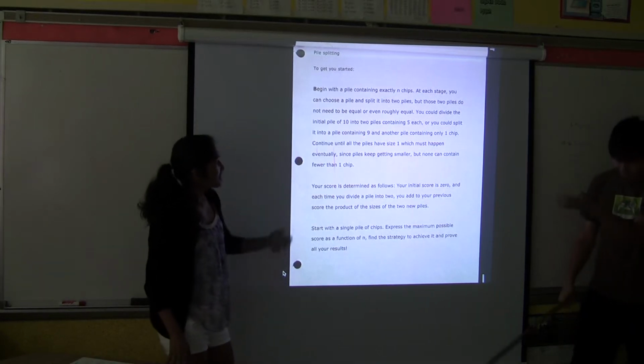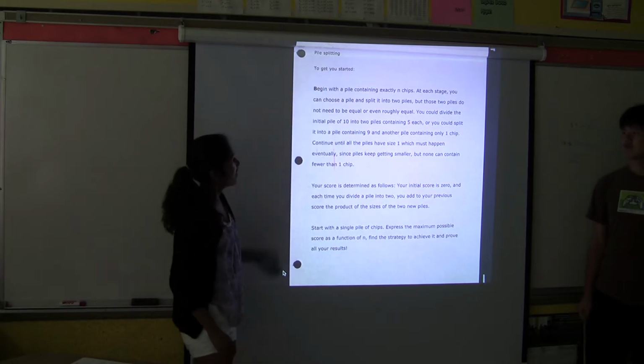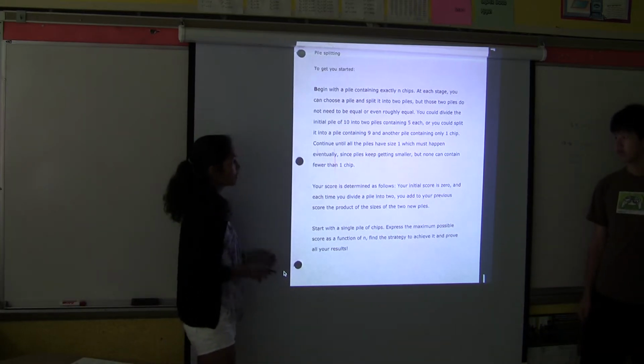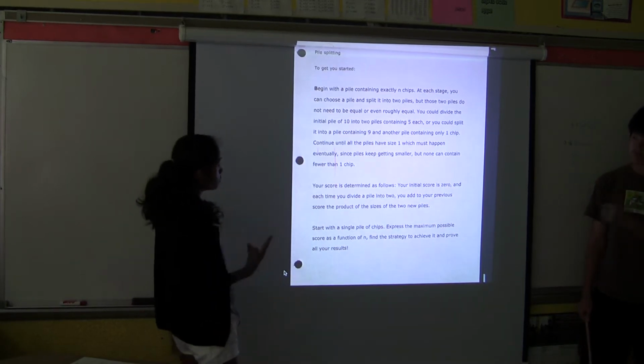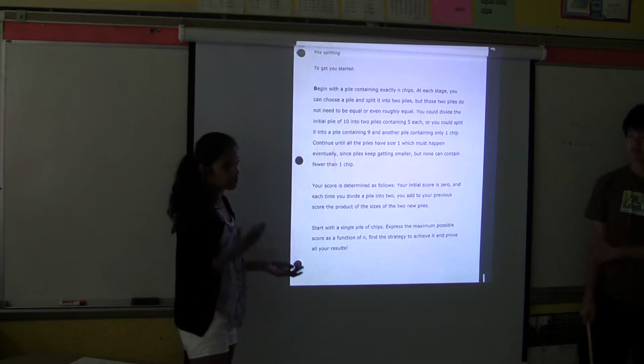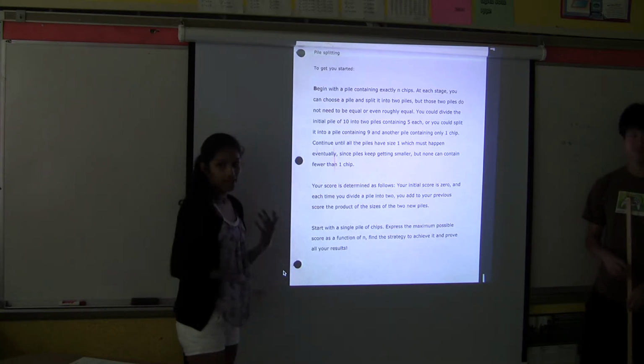So, okay, our problem was pile splitting. So this is the problem. It says you start with a pile with exactly n chips, and at each stage you can choose a pile and split it into 2 piles. Those piles can have any number as long as they're non-zero, and they add up to n.